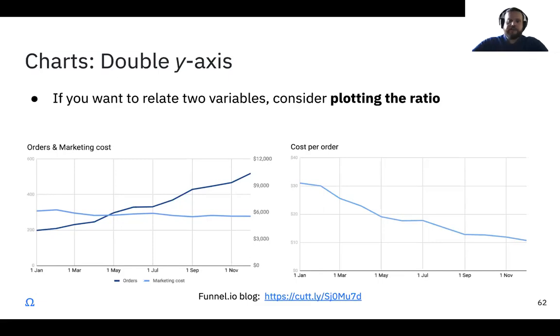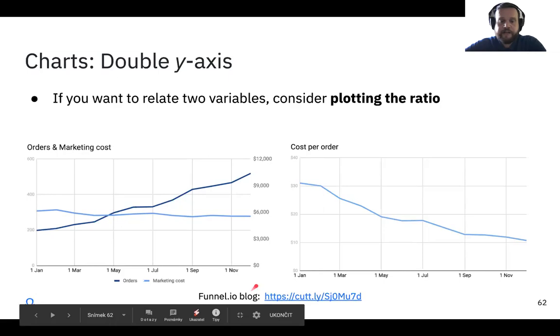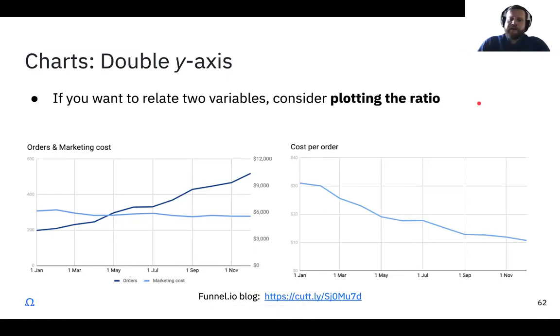Just a quick shout out. This piece and the plots are cited from a very nice blog post on funnel.io. You have a link directly in the lecture slides, which I'm going to make available. So I recommend reading the article. It goes into many of these catches in detail.